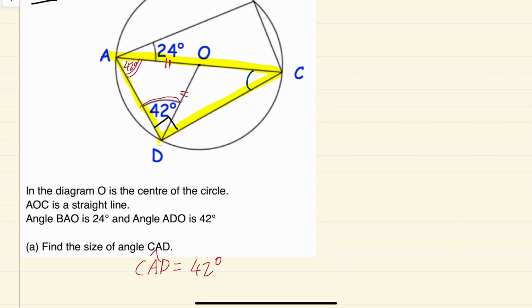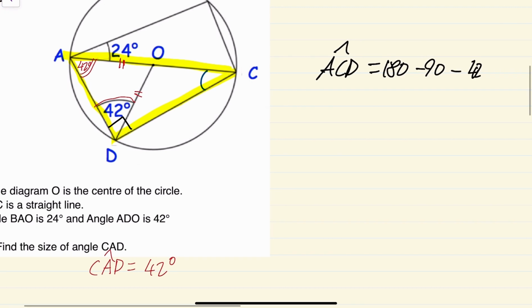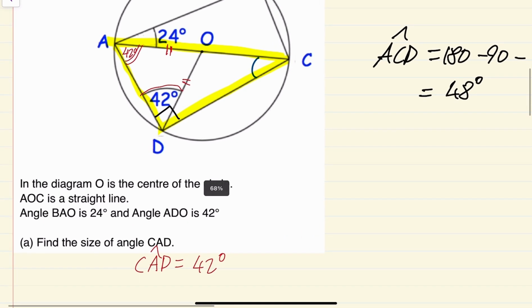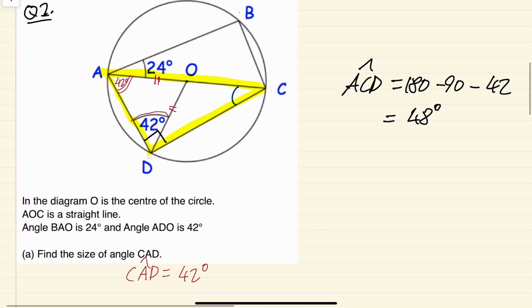So you can work out ACD is going to be equal to 180 minus that 90 and minus that 42, which we worked out in the previous part of the question. So 180 minus 90 minus 42, 180 minus 90 is 90, and then minus another 42 is going to be 48 degrees. And there we have it. So ACD is 48 degrees.